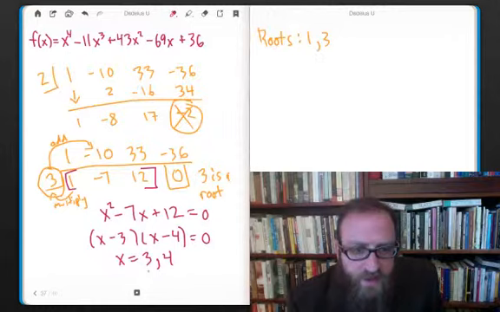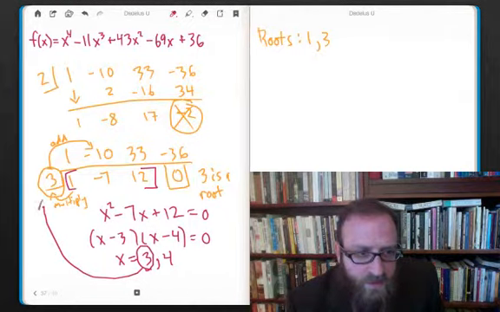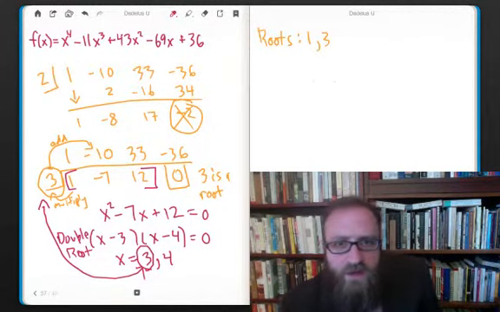Now notice, 3 showed up again. Aha, we had 3 here, we have 3 here. And when that happens, that is called a double root. And we'll see what that means in the picture in just a minute. A double root. Okay, so there you have it. We have all of our roots.